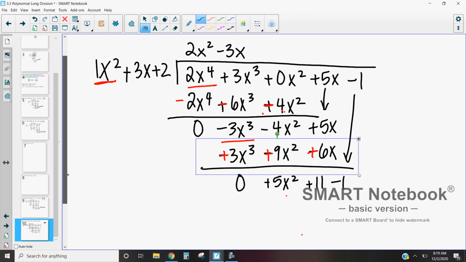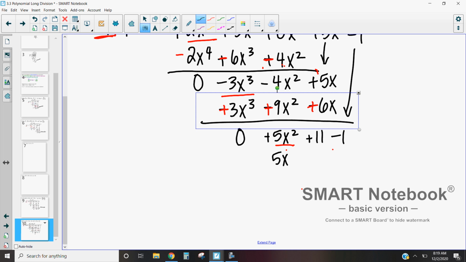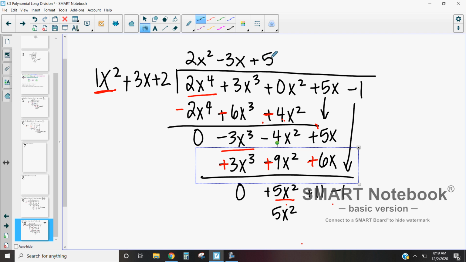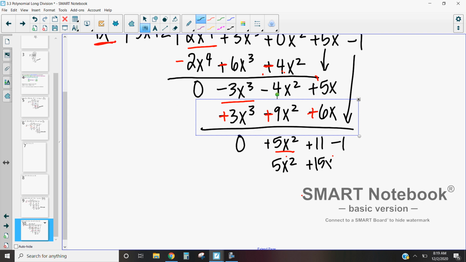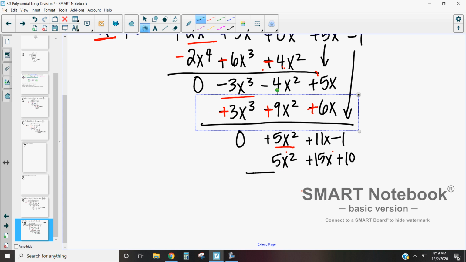Okay, fantastic. Then one last time we need to ask ourselves, what number do I multiply x squared by to get 5x squared? Well, we need to multiply it by 5 here. And 1x squared times 5 is going to be 5x squared. And 3x times 5 is going to give us a 15x. And then lastly, we need to multiply 2 times 5, and that will give us 10. And then remember, we are subtracting, so we're going to switch the sign on all of these. So subtract, subtract, subtract. These ones all cancel, and we get 0. 11x minus 15x is negative 4x, and negative 1 minus 10 is negative 11.